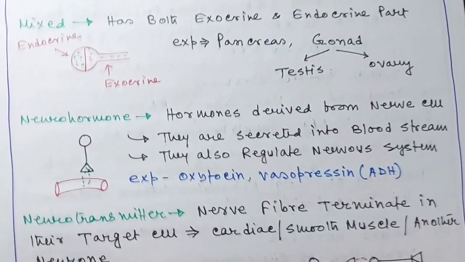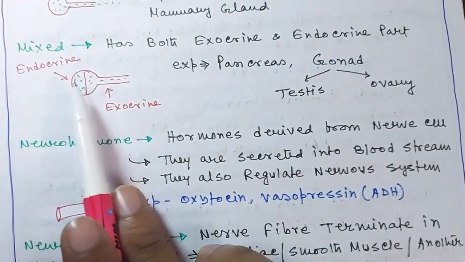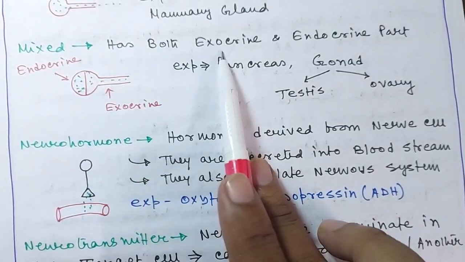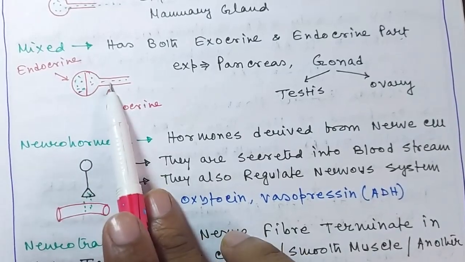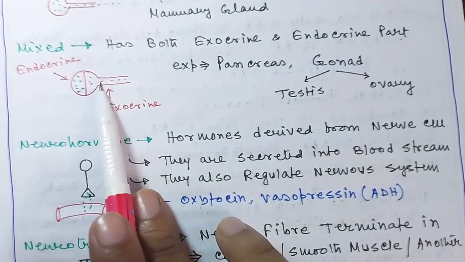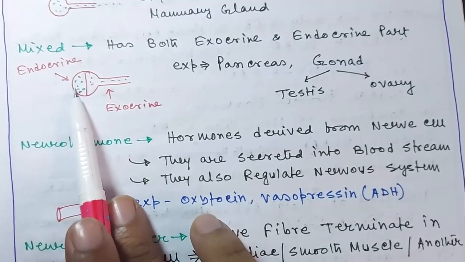Another type of gland is the mixed gland, and mixed glands are those type of glands which perform both exocrine and endocrine function. So the mixed gland has both an exocrine and an endocrine part. Here is a very simple diagram of a mixed gland, and this part is the exocrine part because in this part you can see a duct, but this is the endocrine part. Here no duct is present.